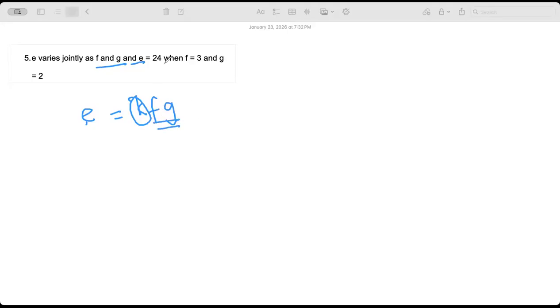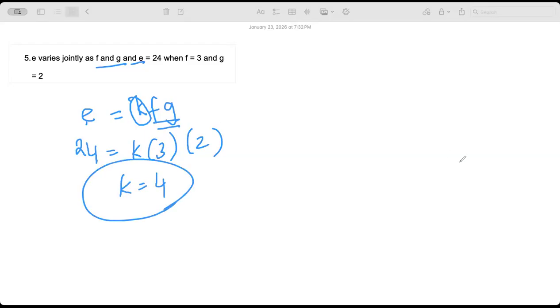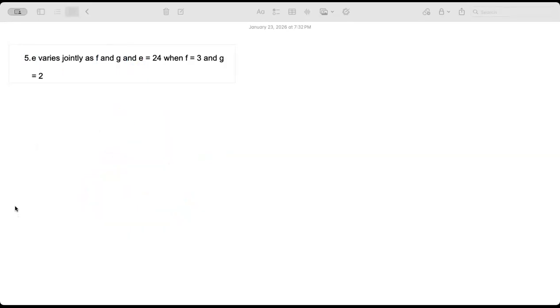Now, E equal to 24 when F is equal to 3 and G equal to 2. So K will be equal to 4. Any questions, guys? You see, jointly means E is one quantity on one side, and the other side you should have K, F, G. Any questions? Inverse variation problems are all easy provided you get a hang of it.